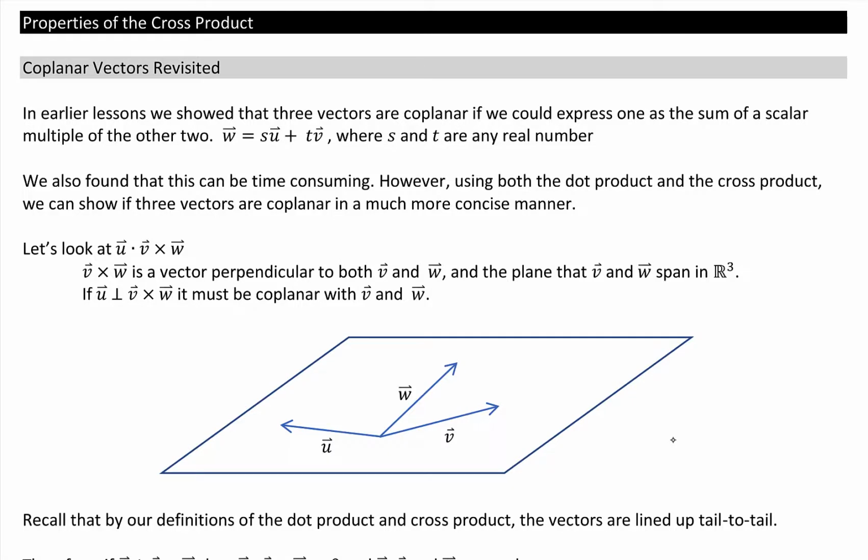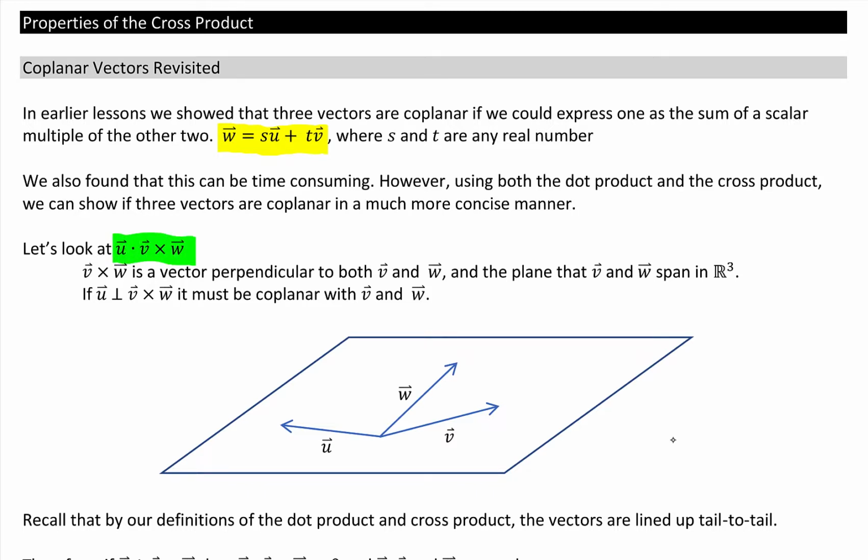Let's take a look at some properties of the cross product. Previously we showed that three vectors are coplanar if we could express one as a sum of a scalar multiple of the other two. So if I take vector w and express it in terms of a scalar of u plus a scalar of v. Now that we've learned about the cross product, we have a more efficient way of determining whether or not three vectors are coplanar. So what we're going to look at is u dot v cross w.